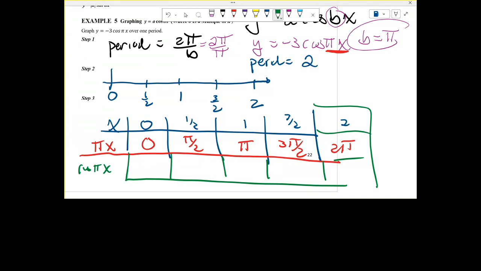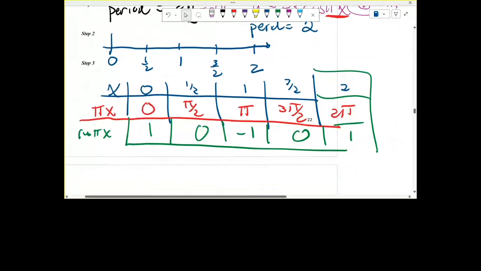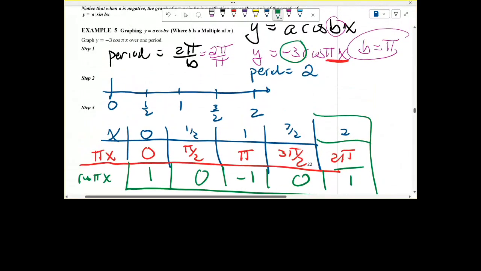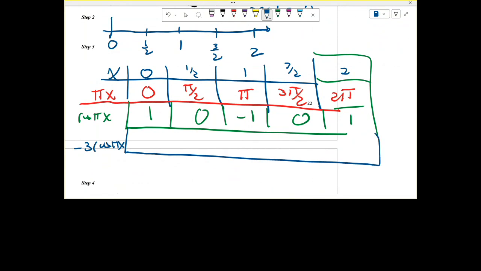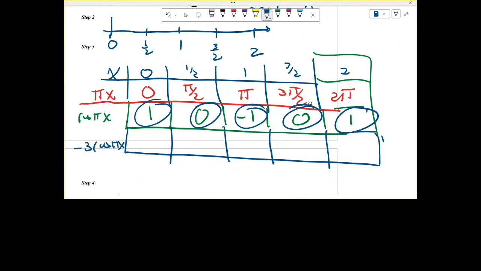So we're going to come back over here and say, that's a 1, that's a 0, that's a -1, that's a 0, and that's a 1. But look at what we have in front of our cosine. We got a -3. All we're going to do now is take each of those numbers and multiply every single one of them by -3. That gives us -3, 0, +3, 0, -3.